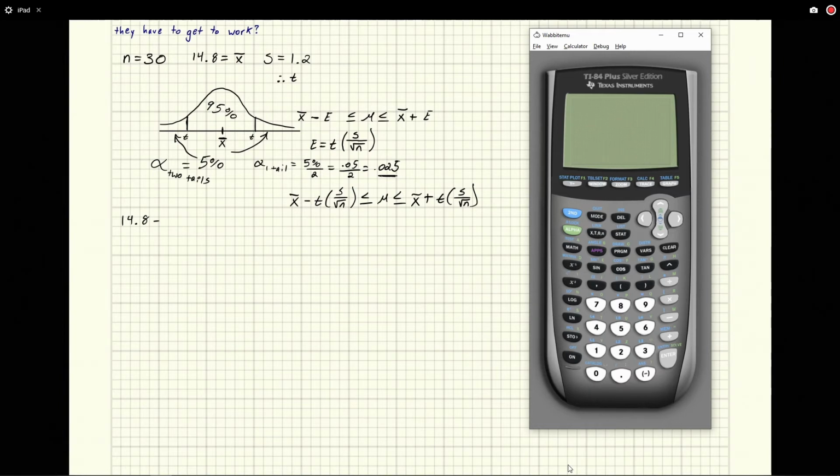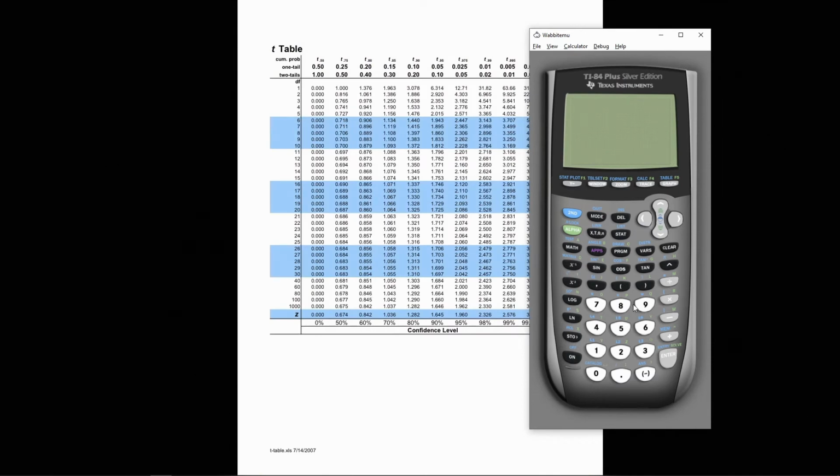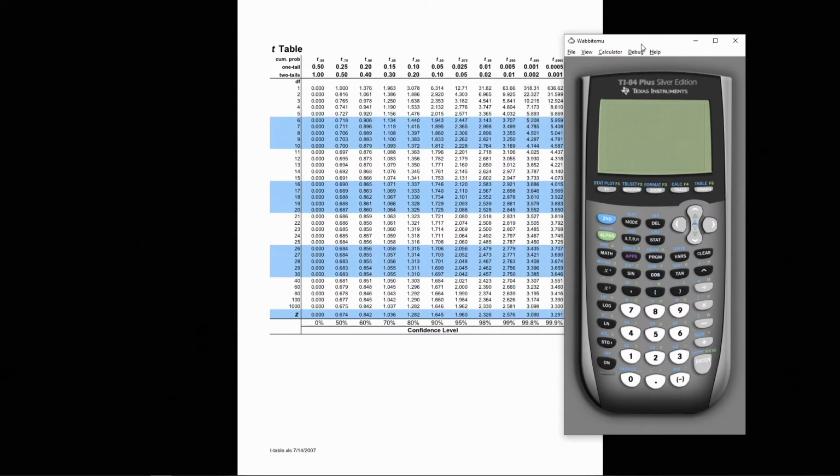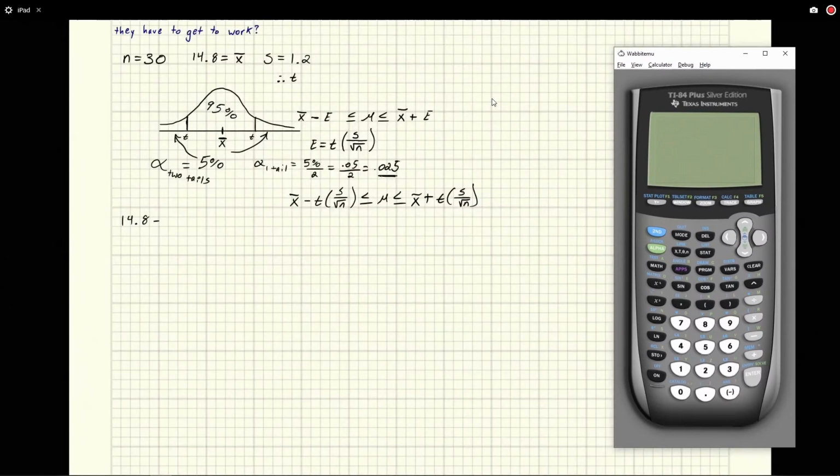So we go to our nifty t-table. And remember our sample size was 30. Let's go ahead and move this calculator. Get out of here, you calculator. Was that blocking my... No, it wasn't blocking.